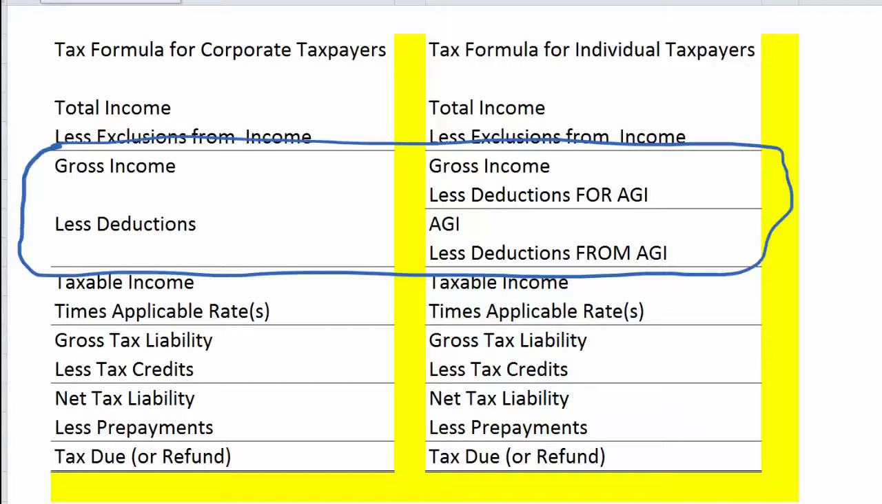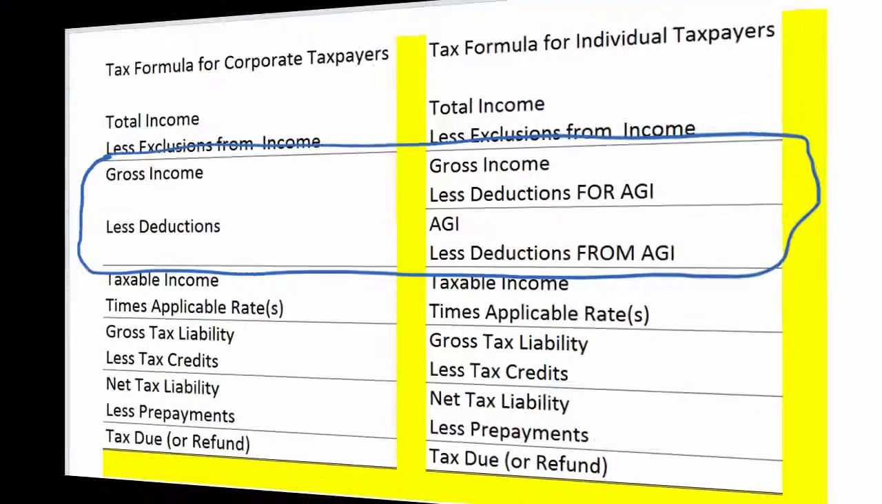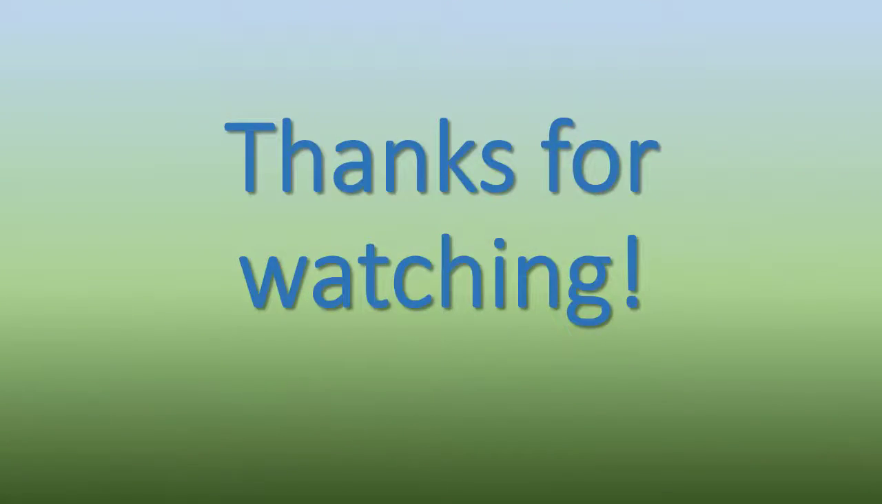So remember, these are the big differences between the corporate tax formula and the individual tax formula. Corporations just have deductions to get down to taxable income. Individuals have gross income less deductions for AGI, which brings us to an AGI, and then deductions from AGI. Adjusted gross income is an important number that's used repeatedly in the federal tax system and is frequently the number that state taxes begin with.